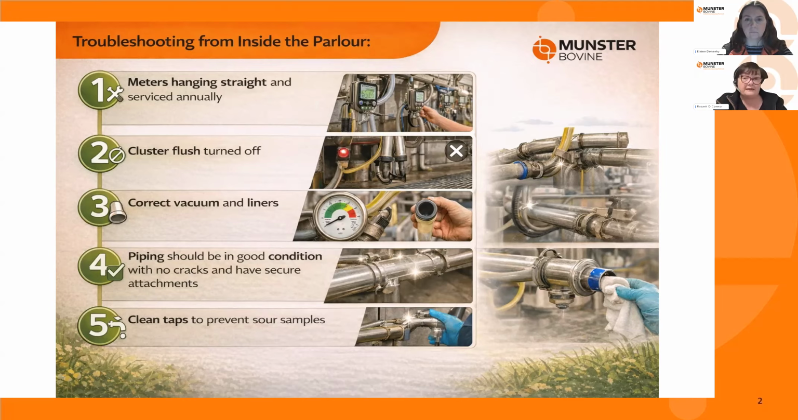Now, cleaning taps or cleaning bottles and electronic milk meters comes with its own risks. You make sure that if you're using detergent, that the detergent is properly rinsed out, because the other thing that will give you sour samples is detergent. So make sure that there's no detergent.